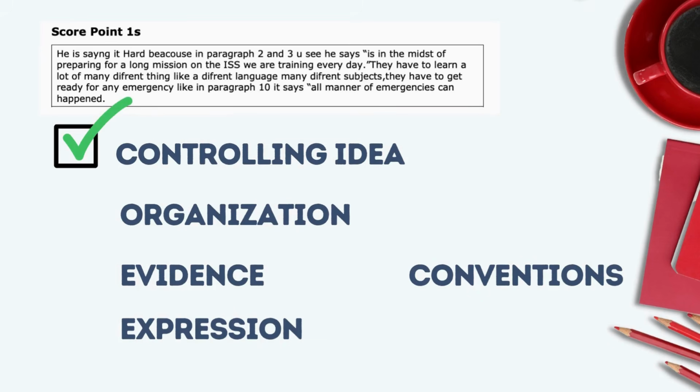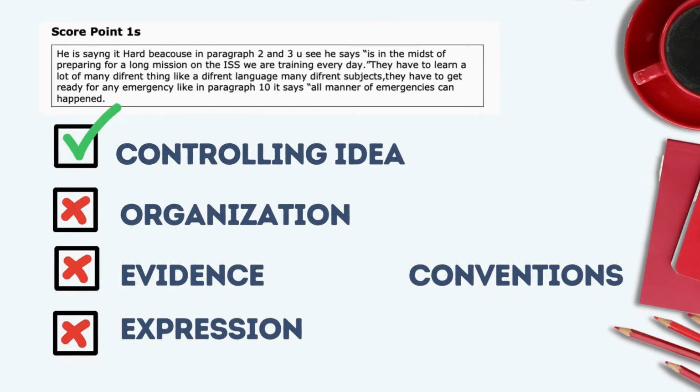So here the student has a controlling idea. They are addressing the question, but there's no introduction or conclusion and no organizational structure. There's only 2 sentences. The writer provides a little bit of paraphrased and quoted evidence, but it's not explained at all. And the expression, it's hard to follow what they're trying to say.